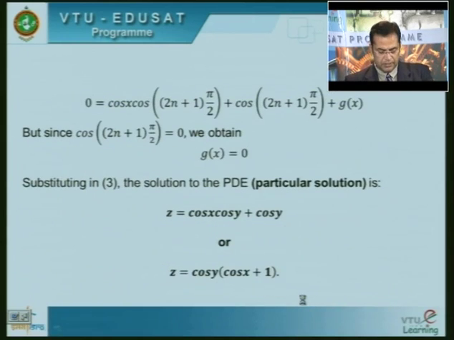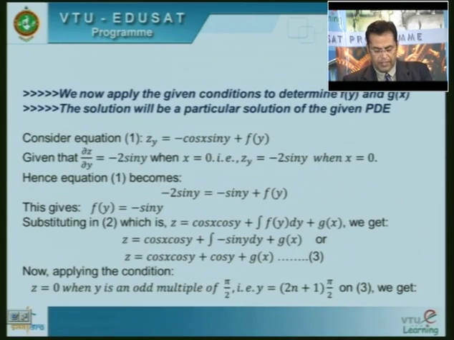So, what happens when y is an odd multiple of pi by 2, y is (2n plus 1) into pi by 2. So, substitute here, and z is equal to 0 from this condition. So, when y is this, z is 0. So, LHS z will be 0, wherever you find y here, cos y will be replaced by cos (2n plus 1) pi by 2. The same thing happens here also, plus g of x.